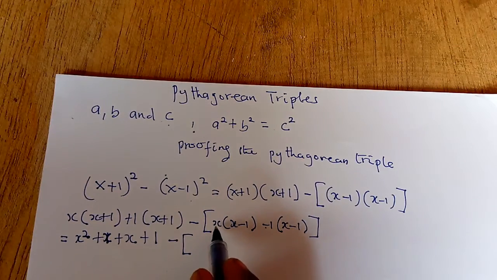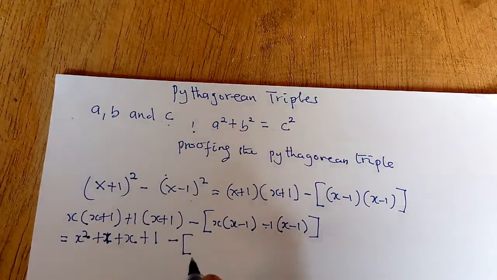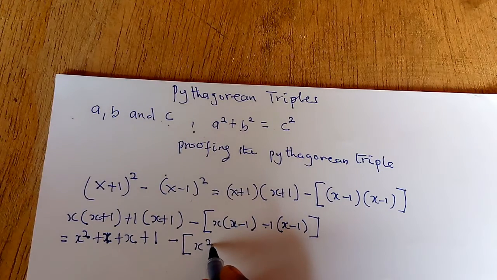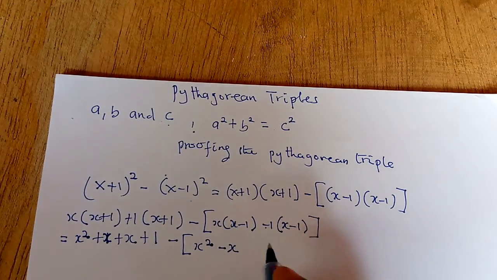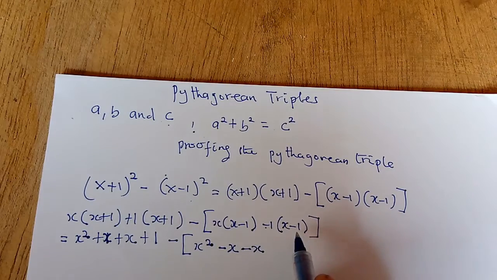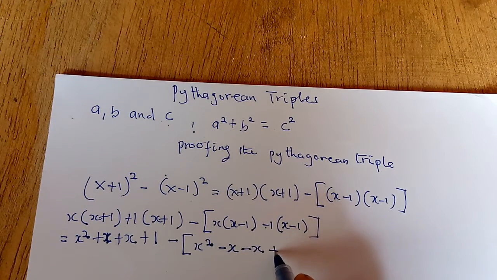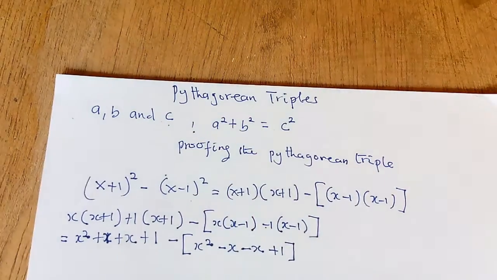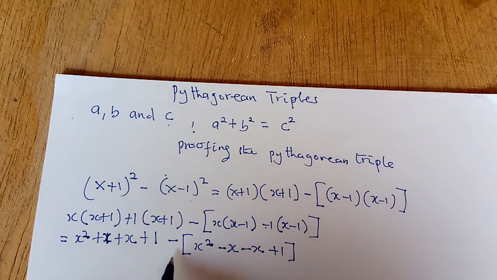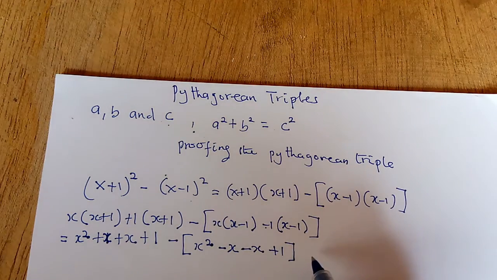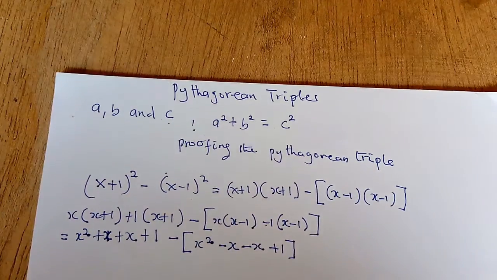So in a bracket, x multiplied by x will give us x squared like this. x multiplied by −1 will give us minus x like this. And then −1 multiplied by x will give us minus x. And −1 multiplied by −1 will give us plus 1. So now we can multiply through by the negative here. So now we have something like this.